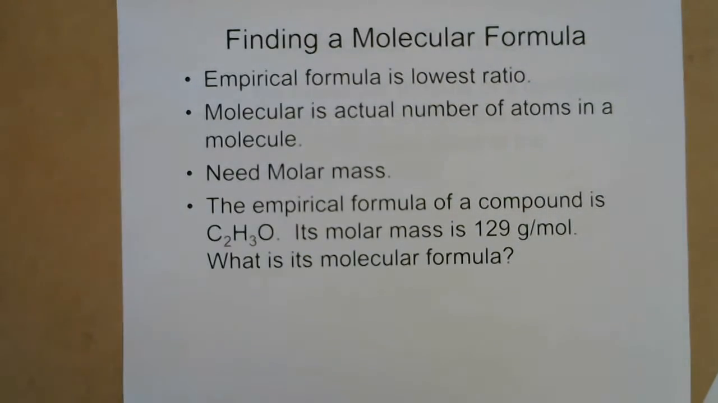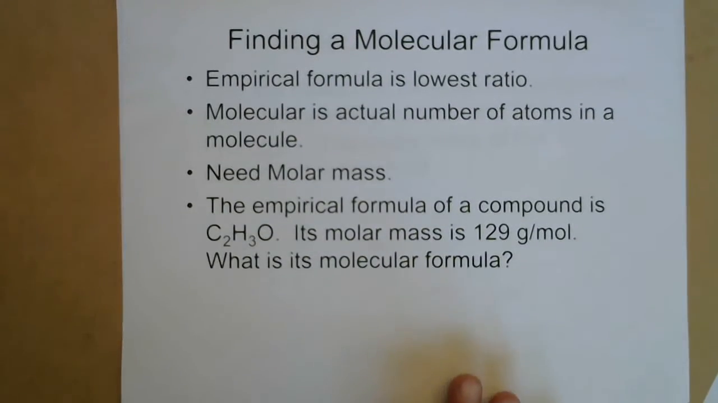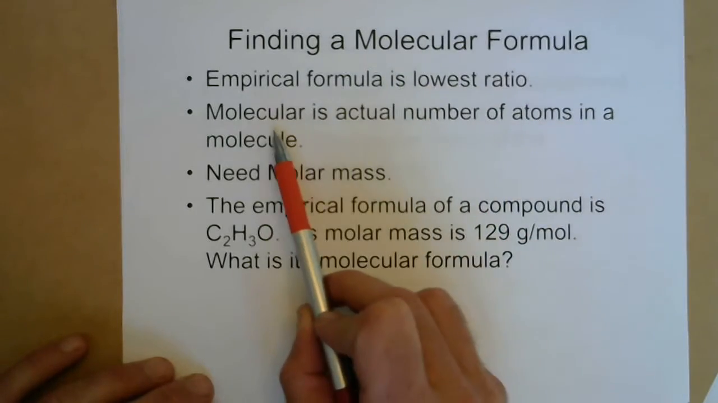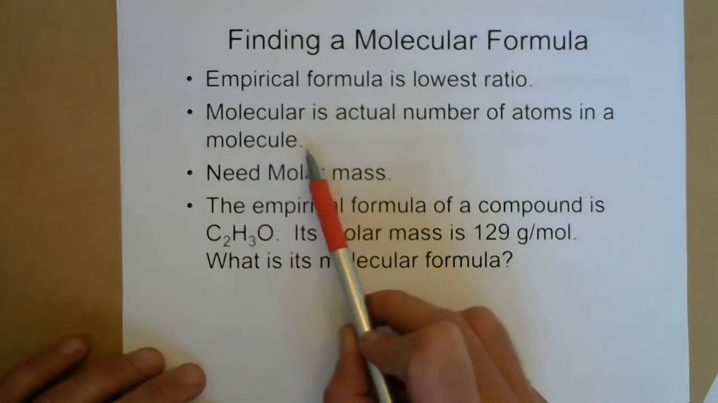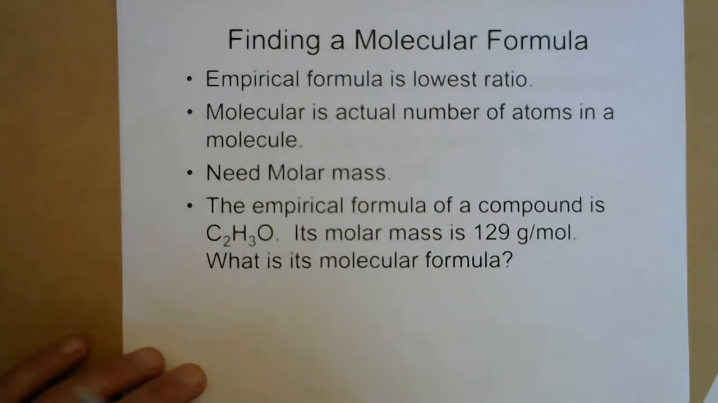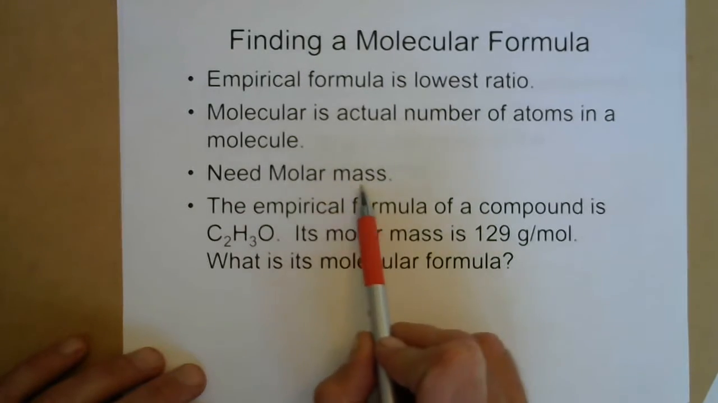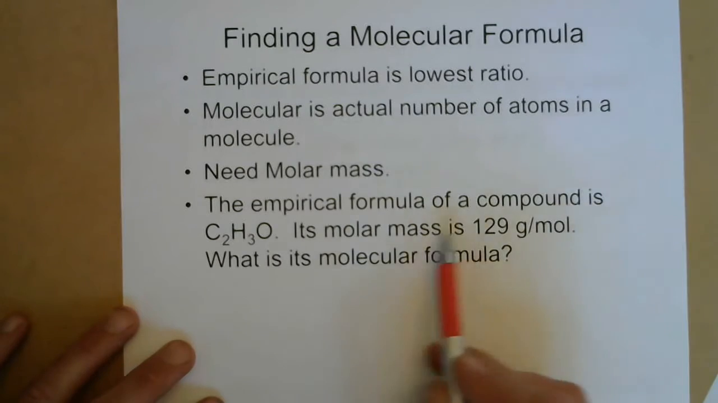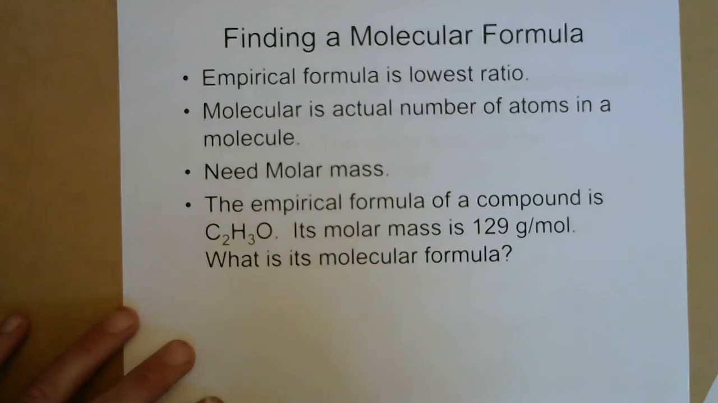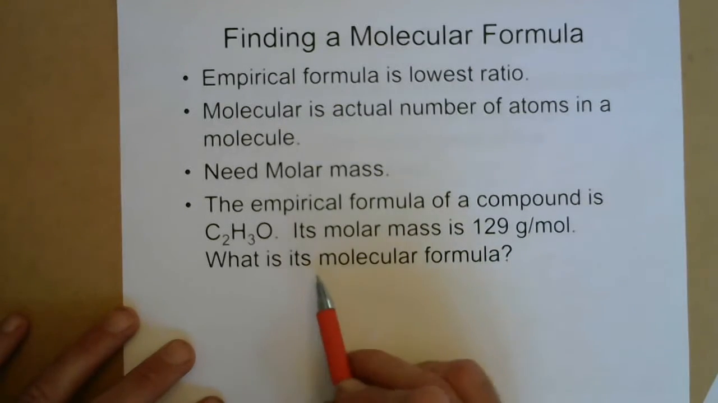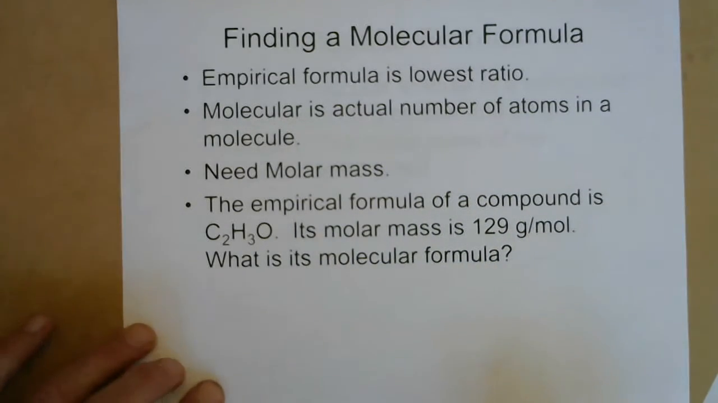Sometimes we also want to be able to find a molecular formula. So for each empirical formula, there can be many different molecular formulas. The empirical formula is the lowest ratio, but the molecular formula is the actual number of atoms in a molecule. So you need additional information. You don't need just the percent compositions. You're also going to need molar mass. So here's an example. The empirical formula of a compound is C2H3O, and its molar mass is 129 grams per mole. What is its molecular formula?